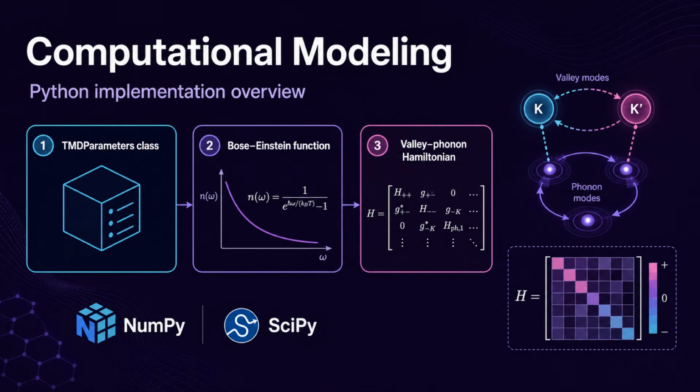Let's now discuss computational approaches to studying chiral phonons. We'll look at Python implementations for modeling TMD materials, including parameter classes, Bose-Einstein functions, and the valley phonon coupled Hamiltonian. These tools allow quantitative predictions of experimental observables.